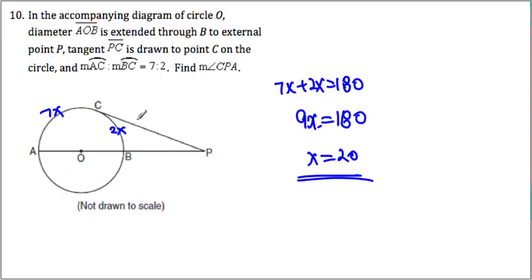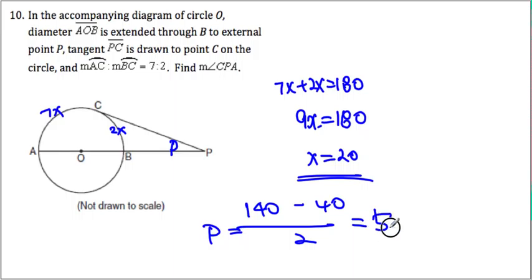And CPA, that's the angle that we are looking at. So why don't we call that angle P? Then here we end up getting 7x, which is equal to 140. We found it by multiplying 20 by 7, minus 20 times 2, which becomes 40, over 2, which is equal to 50. 50 becomes the measure of the angle CPA.